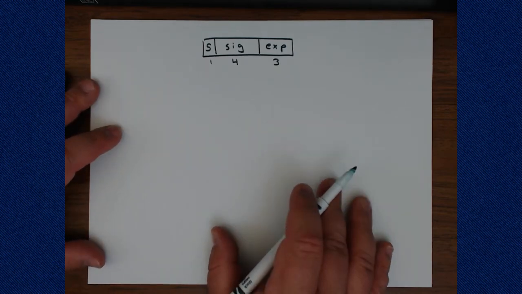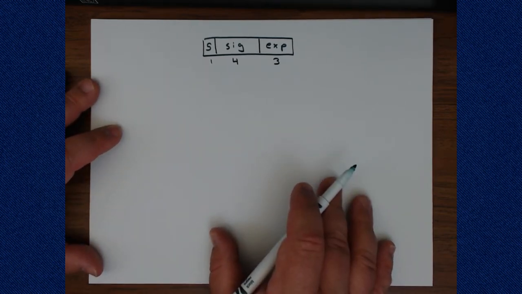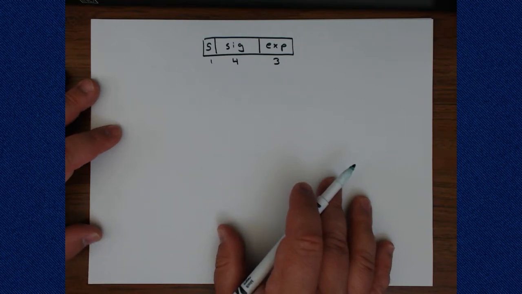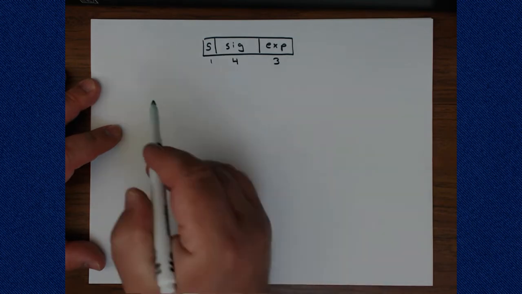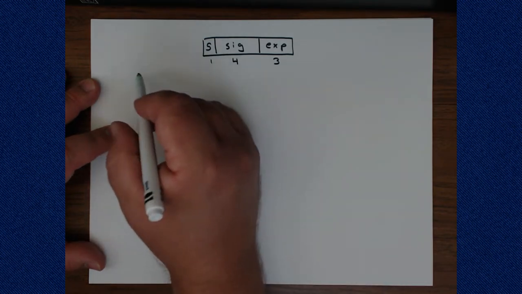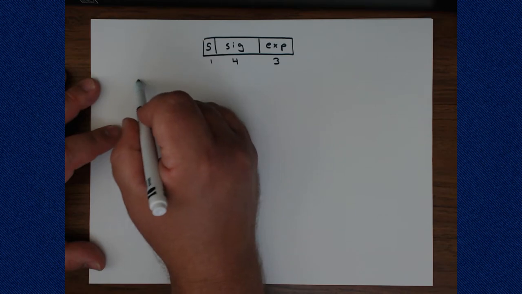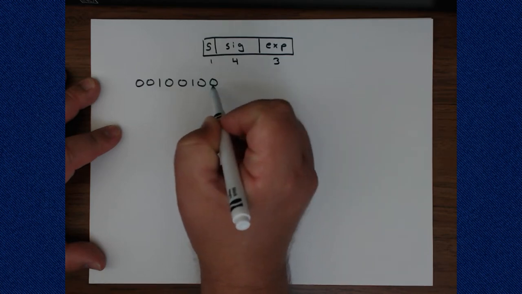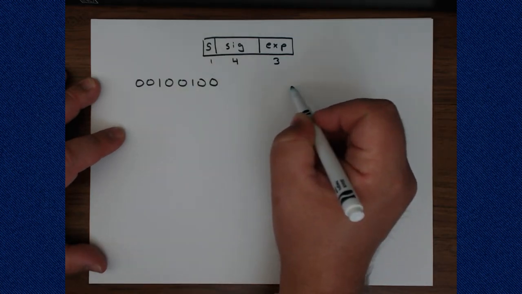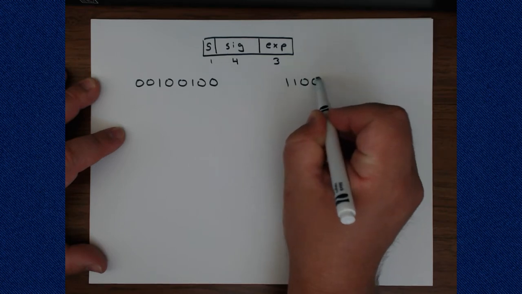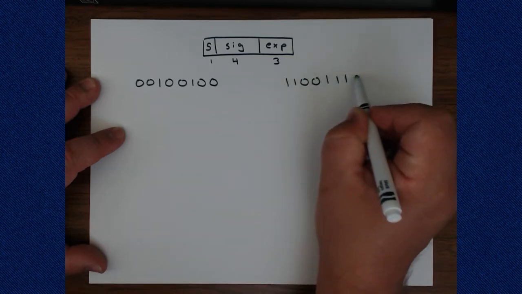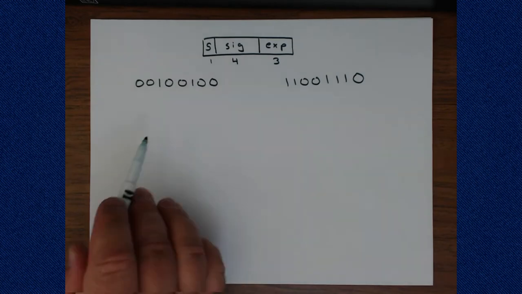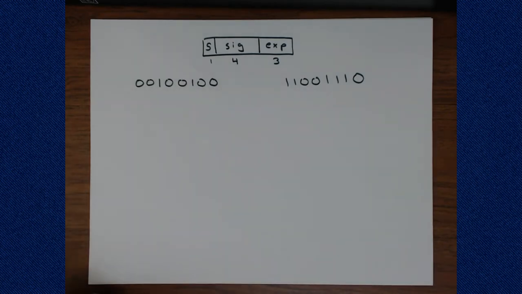Now I went to random.org again to get 2 random 8-bit patterns, so 2 bytes in binary. And I wanted 1 positive number and 1 negative number, so I just am going to copy down the first 2 of those from my screen. The first positive one is 0, 0, 1, 0, 0, 1, 0, 0. And then the first negative one is 1, 1, 0, 0, 1, 1, 1, 0. Ooh, nice. And so we're going to figure out what each of these 2 8-bit patterns means.